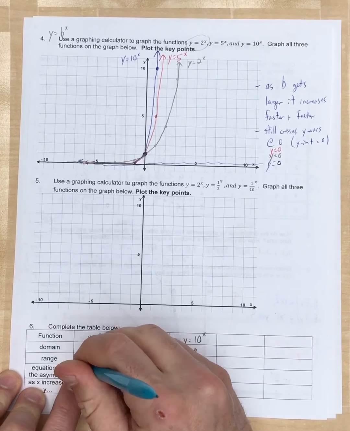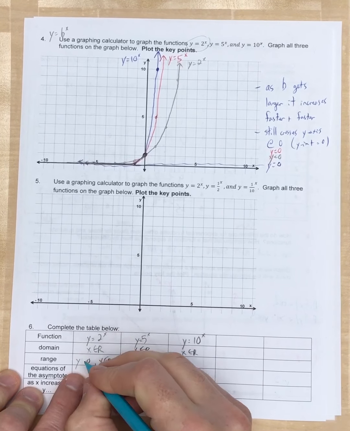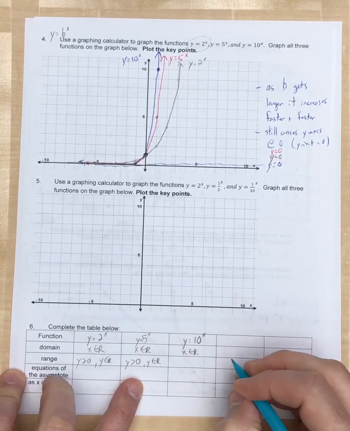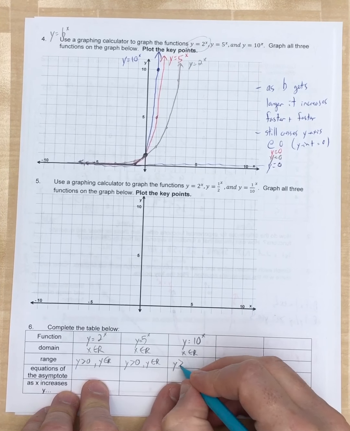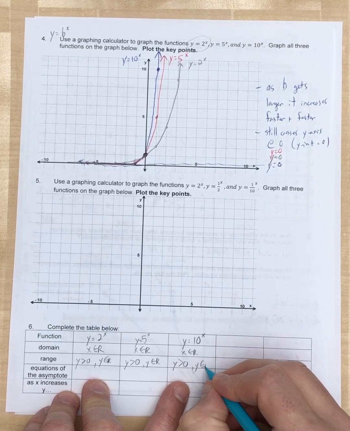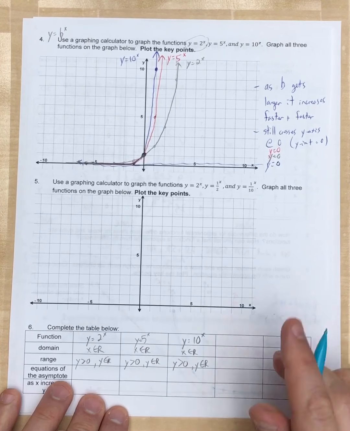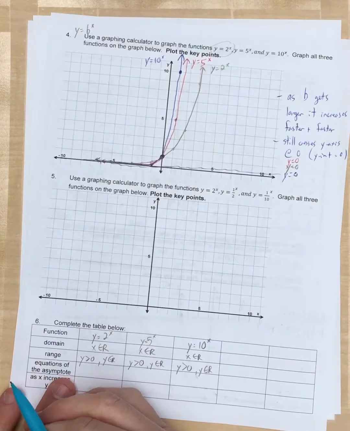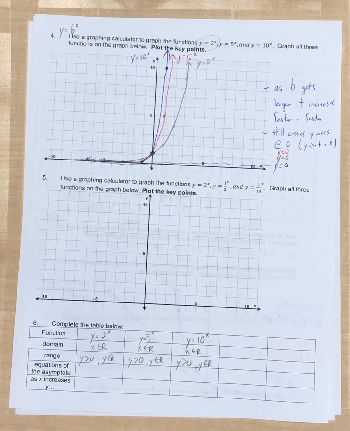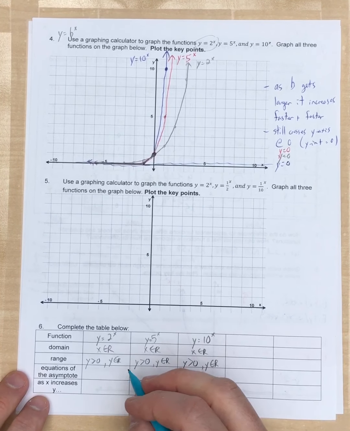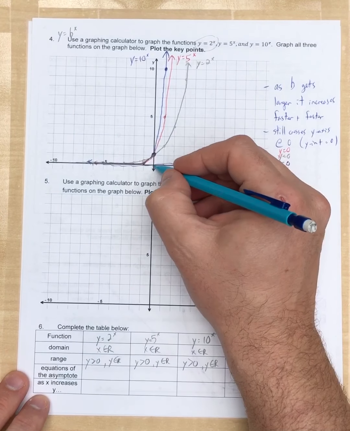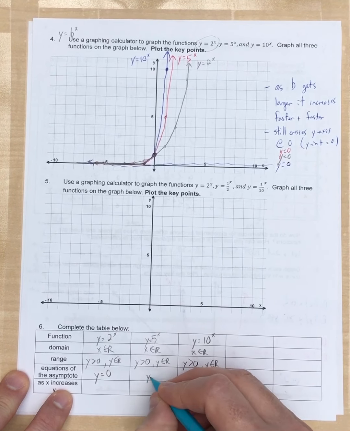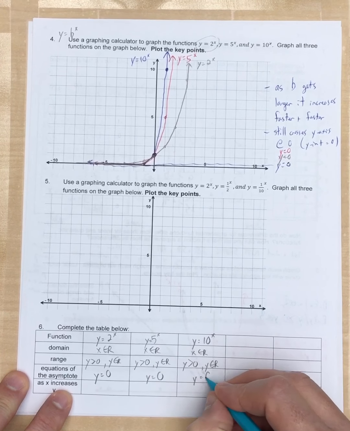I shouldn't put greater than or equal to. I should put greater than 0. Because it never quite gets there, does it? And for this one, y is greater than 0 here. Okay, because they all come close to it, but they stop right at that asymptote. Okay? Equations of the asymptote in this case, remember, it's always the y value where it crosses the y-axis, so y is equal to 0, y is equal to 0, y is equal to 0.